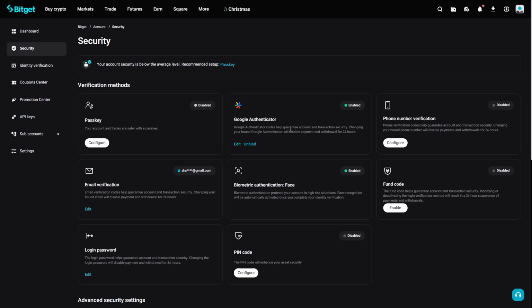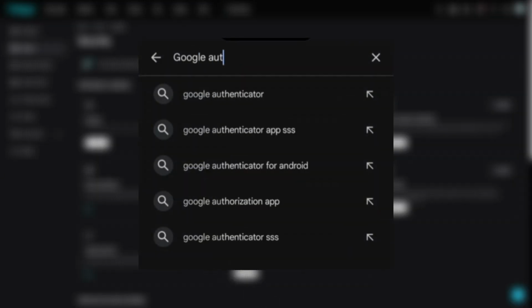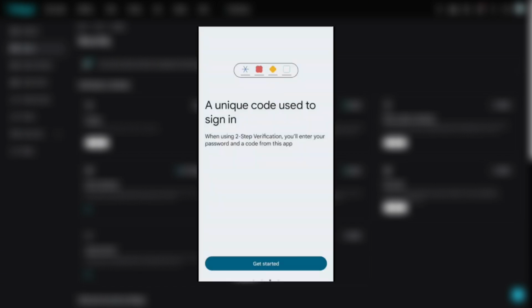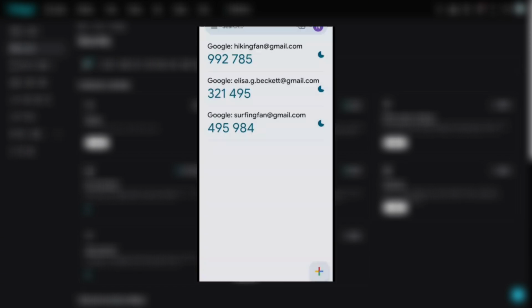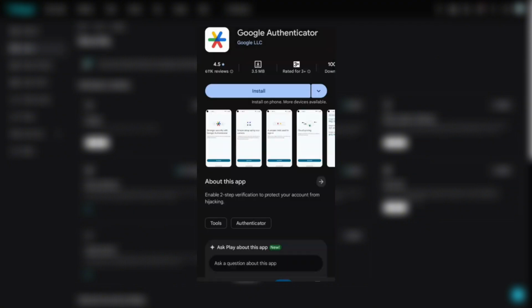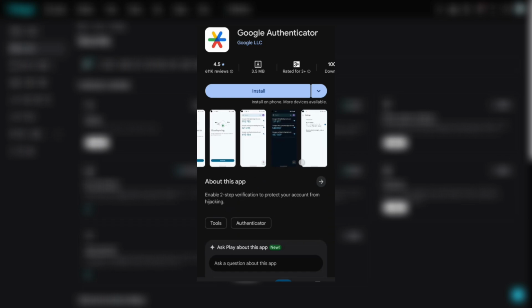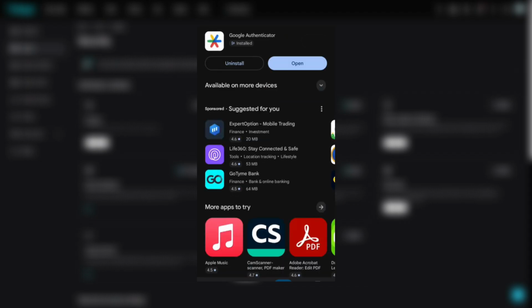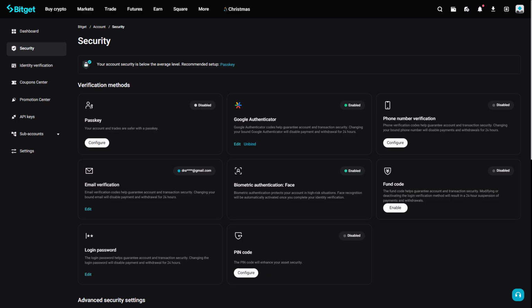To set it up, download the Google Authenticator app from the App Store or Google Play. Then, back on Bitget, click Enable next to Google Authenticator. Bitget will show you a QR code. Open the Google Authenticator app and scan that QR code with your phone's camera. Now, this is super important. Bitget will also show you a backup key. This is a long string of letters and numbers. Screenshot this, write it down, and keep it somewhere safe. If you ever lose your phone or get a new one, you'll need this key to restore your two-factor authentication. Without it, you could get locked out of your account permanently.